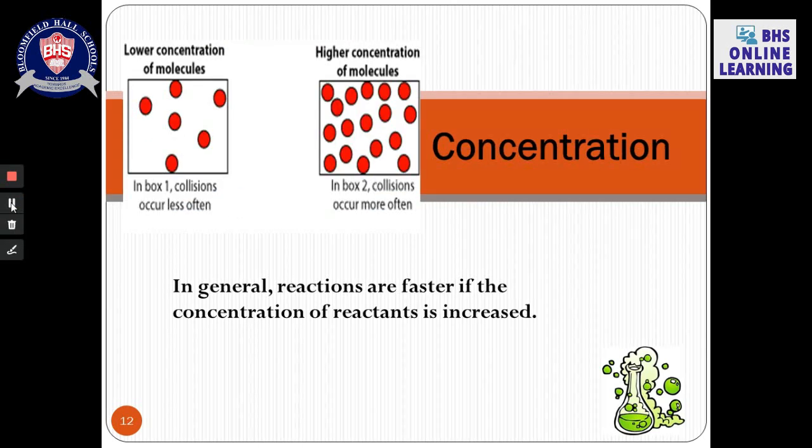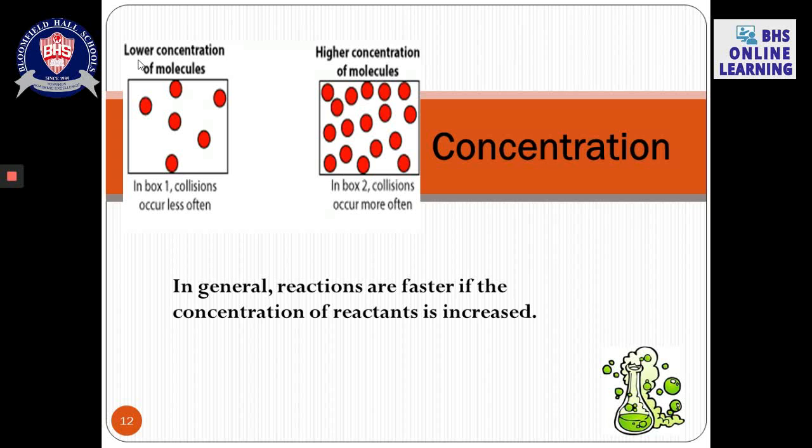The second factor is concentration. Suppose in a container there are less particles. So there are less particles, that means lower concentration of molecules. When there are more particles, that means there are more crowded particles, which means there will be more effective collisions and the rate of reaction increases.